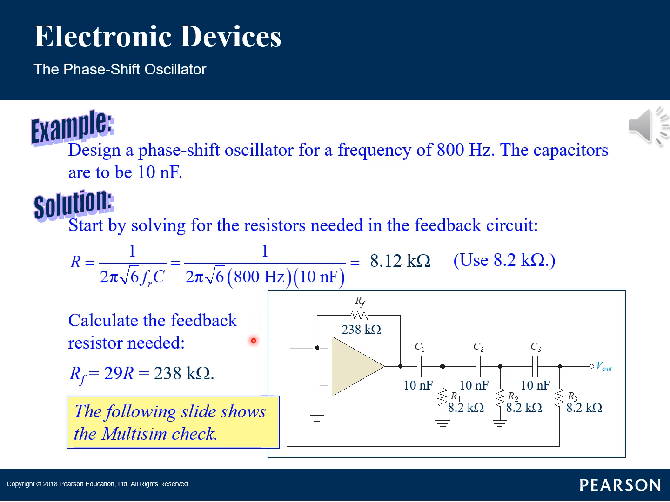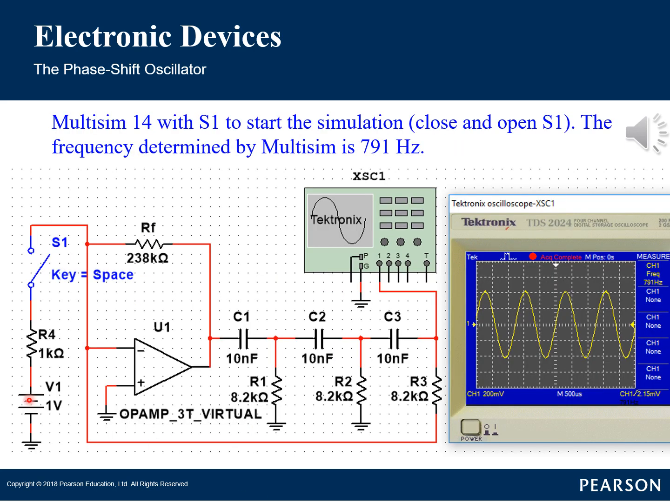In order to make this simulation workable in Multisim, we need to add a switch and a DC voltage source as shown in the next slide. By controlling switch S1, the simulation will work. From the virtual oscilloscope, the measured frequency is 791 Hz, which is close to the targeted frequency, f_R, 800 Hz.